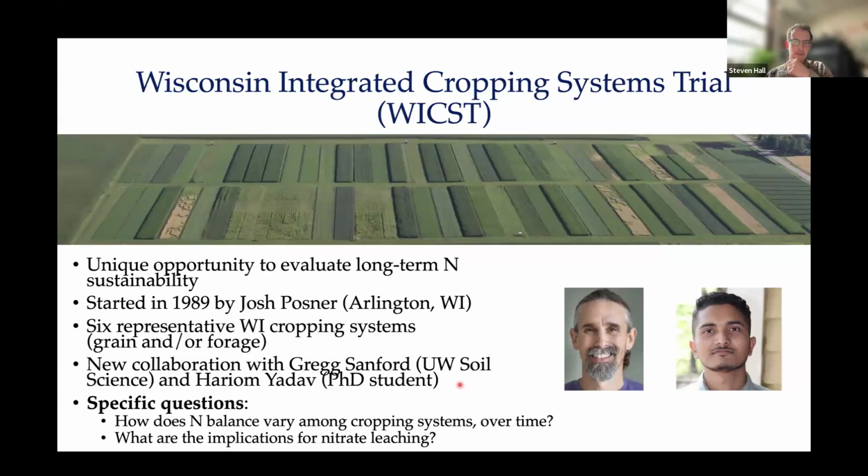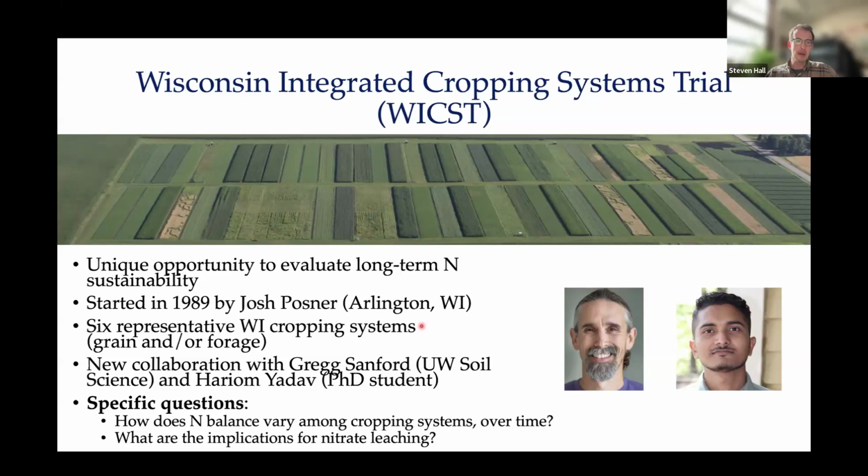What I'll talk about today are some results from a long-term trial here in Arlington, the Wisconsin Integrated Cropping Systems Trial, or WICST. This was started several decades ago by colleagues here at UW and has been maintained over time. It's a tremendously valuable resource because of the long-term data that's available, and also because of the wide range of cropping systems included in this experiment, which I'll detail in just a second.